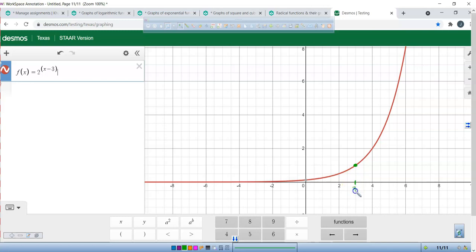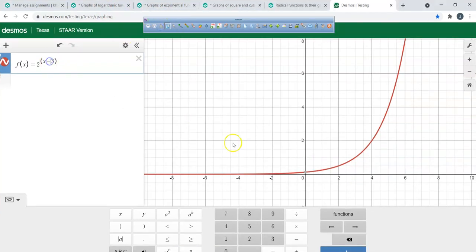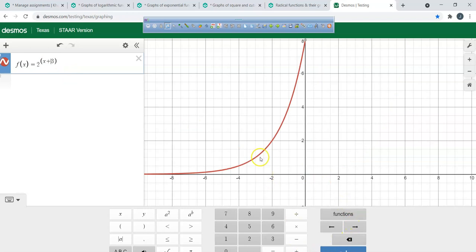Where is this right here? 3. Where is that right there? So that's at a 3 and a 1. So what is this up here also doing to our exponential graph? It shifts it left or right. So check this out. If I go over here and I change that from a negative to a positive, oh, look where I am. I've moved 3 units to the left.